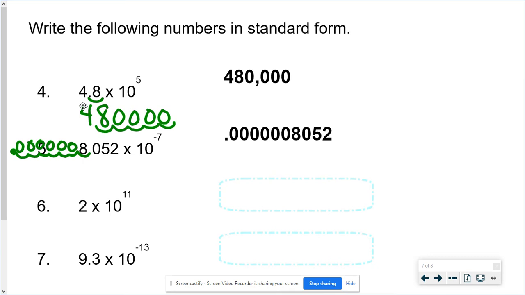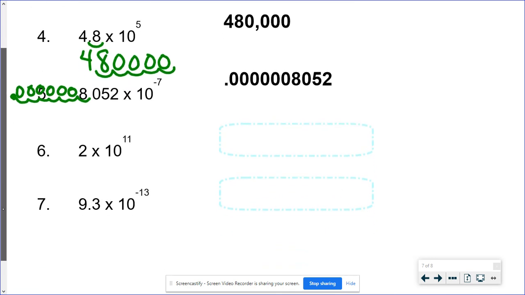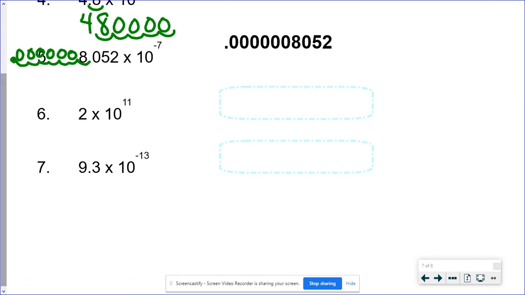For number 6, with an exponent of 11, it's going to be a big number. My decimal has to move to the right 11 places. Now, the trick on this one is that I don't see a decimal again, which means it's really right here. If I have to move 11 places and I don't have any extra numbers to worry about, it's just going to be a 2 with 11 zeros. Okay?